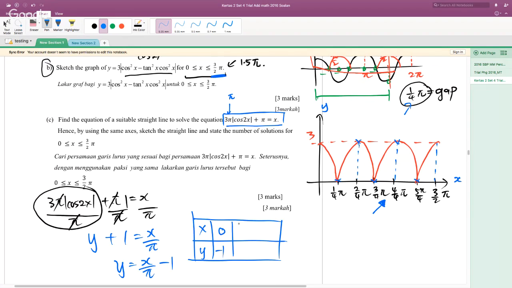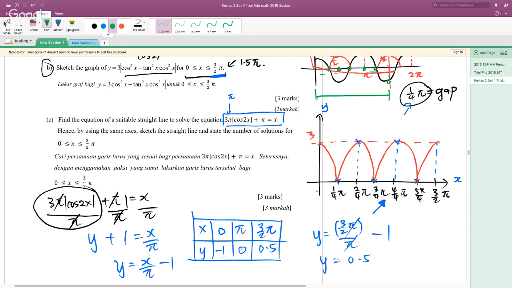I try to substitute pi. Pi divided by pi is 1, and 1 minus 1 is 0. Then I try to substitute 3 over 2 pi. I get y equals 3 over 2 pi divided by pi, minus 1. Simplify, y equals 0.5. Okay, I get 0.5, and now that I have these 3 coordinates, I'm going to plot them.